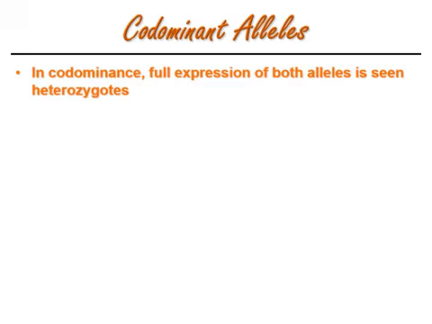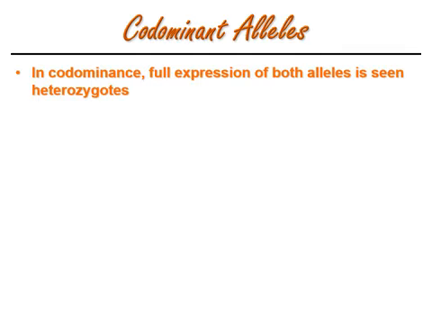Then in incomplete dominance, we have two or more dominant alleles, and they're both being expressed. They're both trying to show through in a phenotype, and because of that, they compete with one another and give you an intermediate phenotype. Now we have codominance. Codominance is two or more dominant alleles giving you two or more, right, dominant phenotypes. You see both things. So in codominance, full expression of both alleles is seen in the heterozygotes.